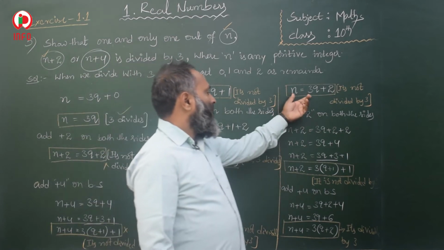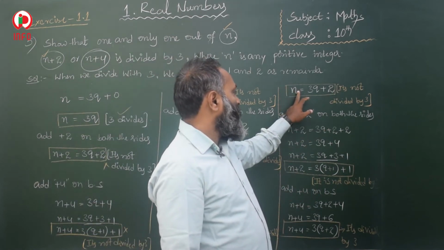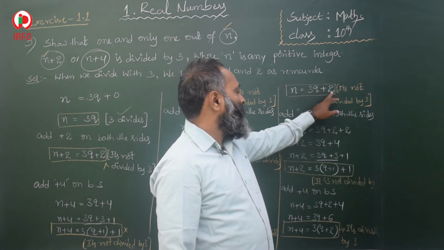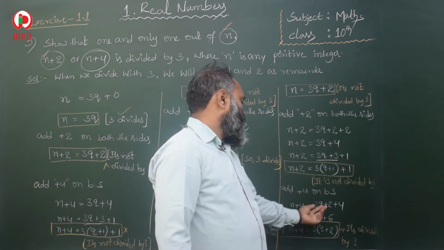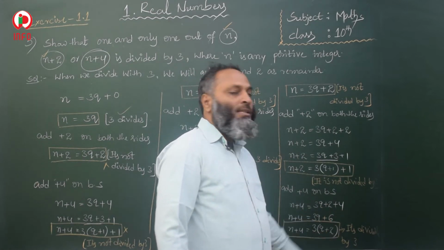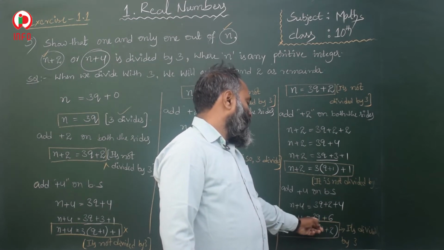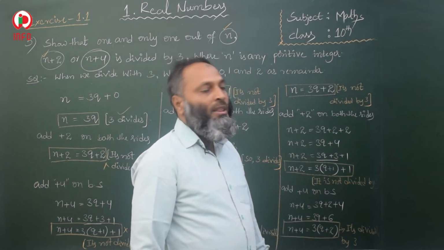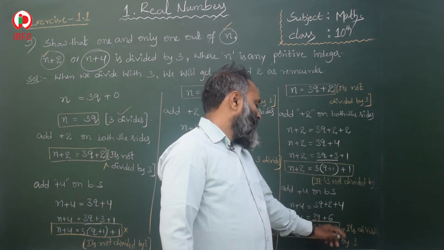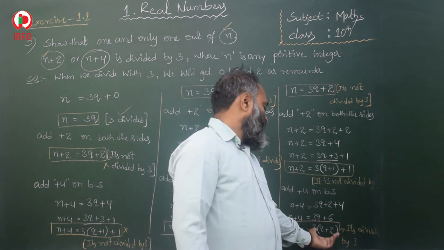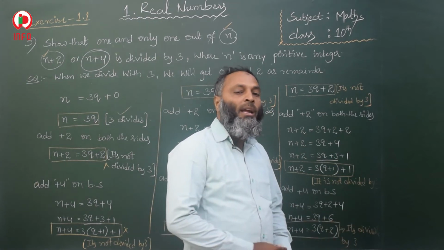Now in the last case also, add 4 on both sides, that is n plus 4 equal to 3q plus 2 plus 4. Now n plus 4 is 3q plus 6, since 2 plus 4 is 6. Then n plus 4 is equal to 3 common, as 3 and 6 are both multiples of 3. Then we take 3 as common, q plus 3 twos are 6. So here we are getting a multiple of 3. When we get a multiple of 3, it is divisible by 3.